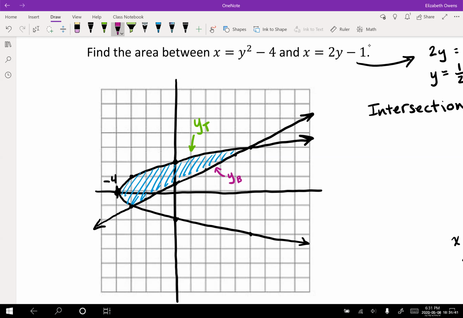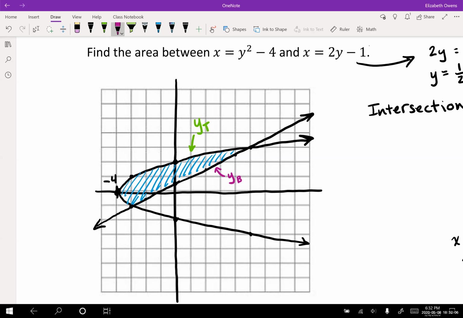But notice how in our formula we are using y's, and these are not really y equals a function of x, so we're going to have to fix that. We'll have to solve these functions to be in terms of y, or to make them y as a function of x so we can get those values.